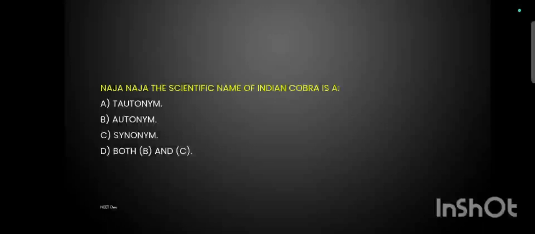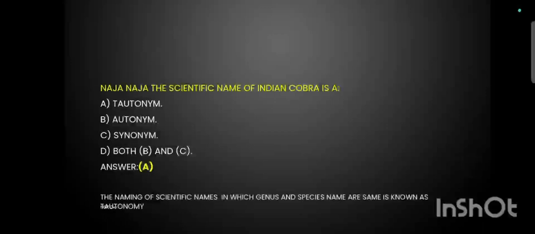Question: Naja naja, the scientific name of Indian cobra, is A, tautonym, B, autonym, C, synonym, or D, both B and C? So the answer is A. Any scientific name with same name of the genus as well as the species is called a tautonym. So this is an additional information in this question.